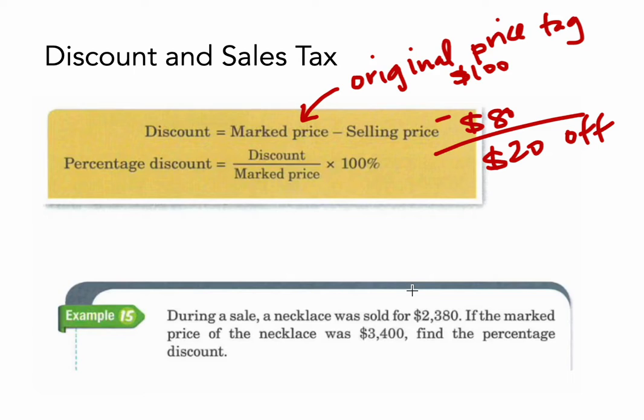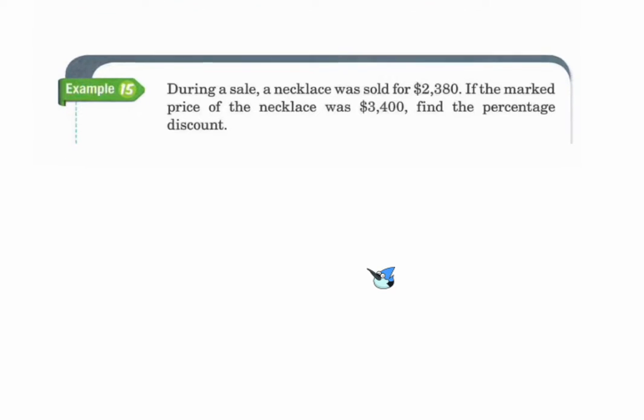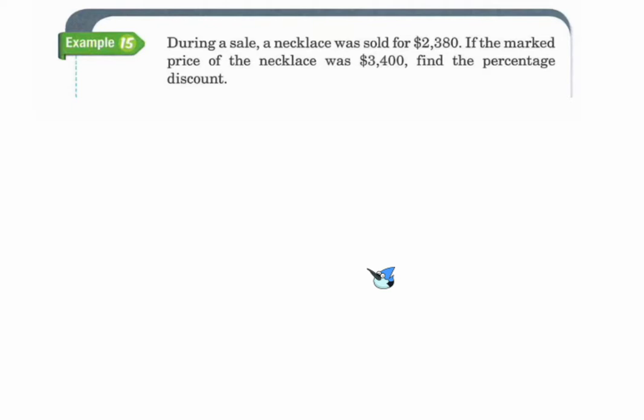Percent discount, as always, to calculate percent, you're going to take the part and divide by the whole. The part in this case will be the discount, because that's the part that's taken off. Divide by the marked price, the original price, $100 in our example. Multiply those times 100 because it is a percent. So we're going to use that knowledge and the knowledge that we have from before, our different methods, to try and solve this problem now.